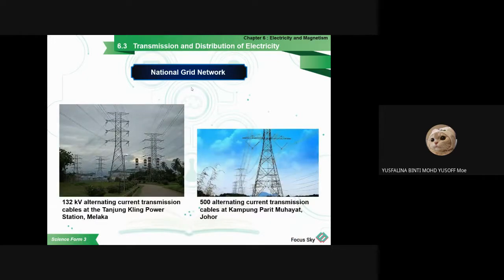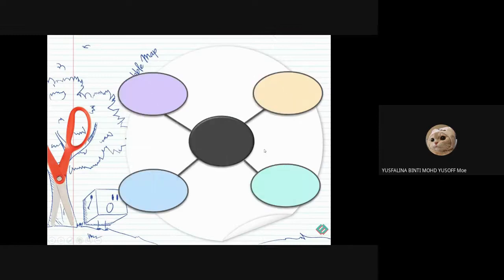This is the example of the national grid network. This is the pylon. So 132 kilovolt alternating current transmission cable at the Tanjung Kling Power Station, this is in Melaka, and 500 kilovolt alternating current transmission cable at Kampung Parit Muhayat, Johor. This is also the national grid network. So this is the example.